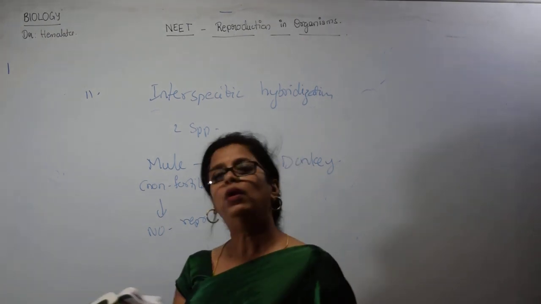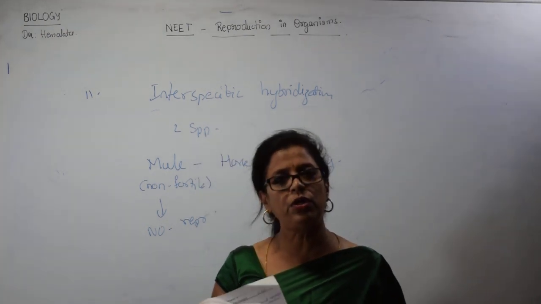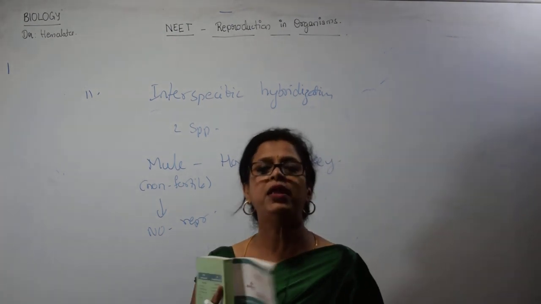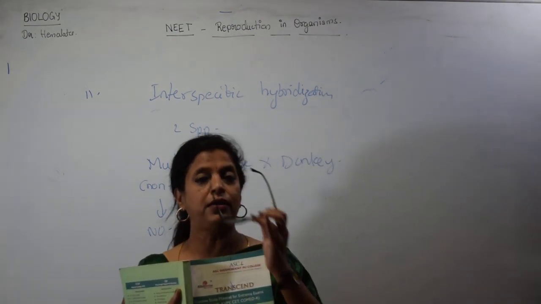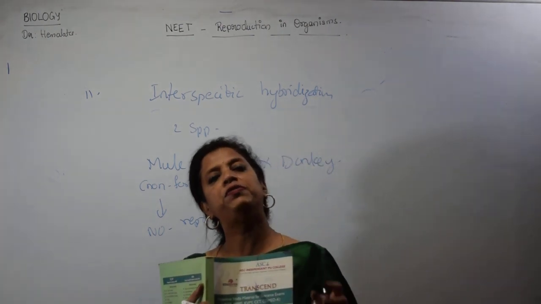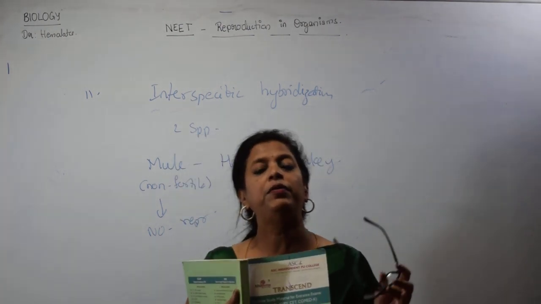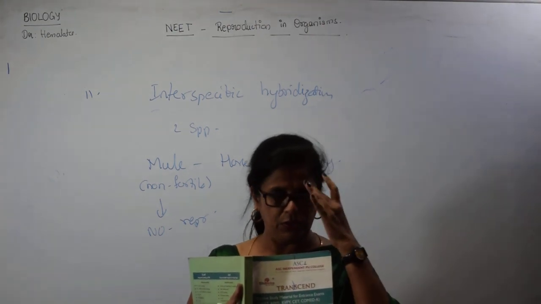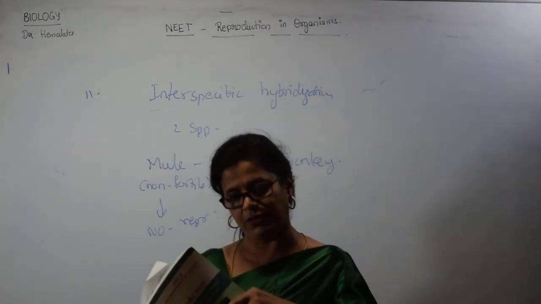It means, as I told you just now, this is sterile, this cannot continue to reproduce. That's the end of it. Why would nature take this and continue it? Nature will not prefer such interspecific hybrids. Therefore, it may end that generation. So, nature will not prefer such organisms.